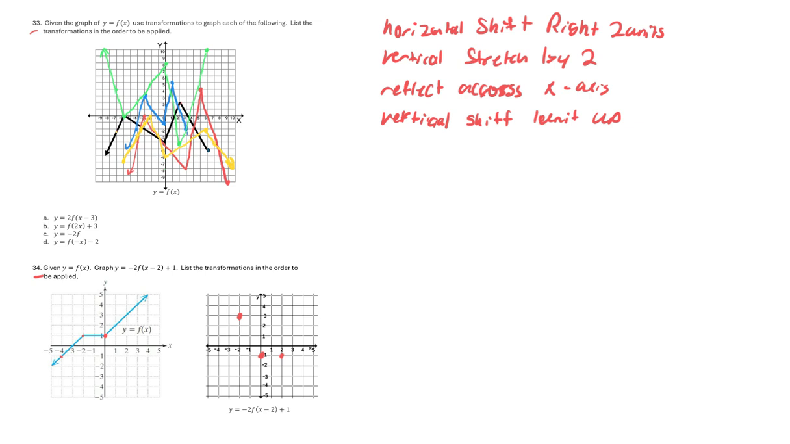And then we'll pick this next point. I don't know, this one looks good. This 2, 3. If we shift over 2 units to the right, we get 4, 3. Multiply the vertical by 2, so we should be at 4, 6. Reflect across the x-axis, 4, -6. And then up by 1, which will be 4, -5. And then we'll connect our dots.